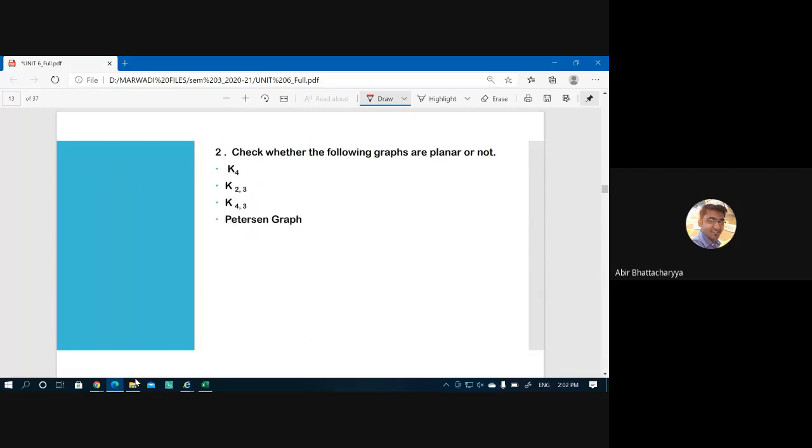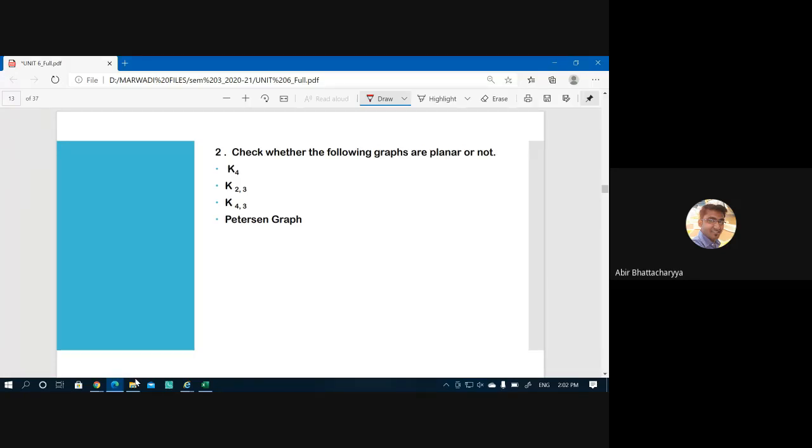Okay. Check whether the following graphs are planar or not. Yes, K4 is planar. Without checking the graph, you can easily say K23 is not K33. So K33 is the smallest minimal non-planar graph. So obviously K23 should be planar. K43 is obviously non-planar because K33 is the minimal. That means above K33 all are non-planar. So K43 is also non-planar.